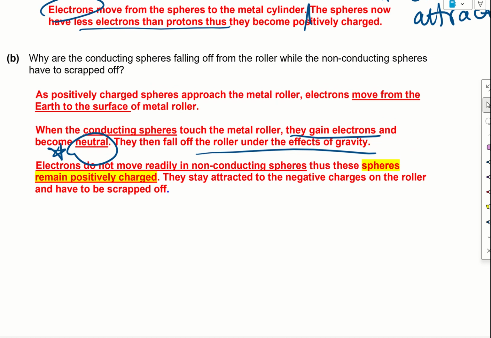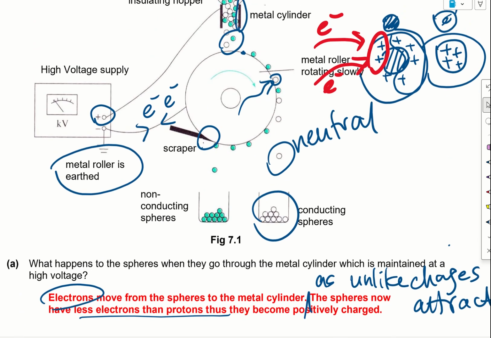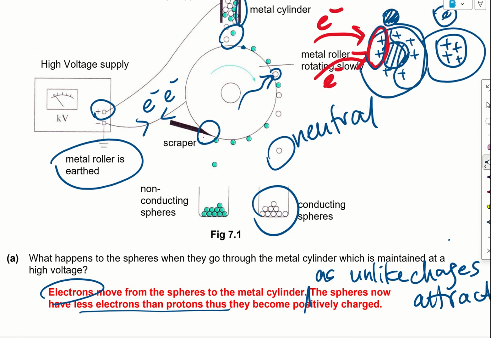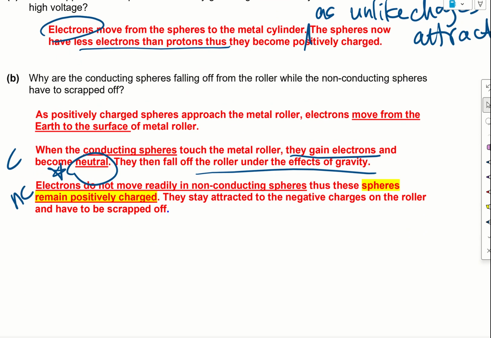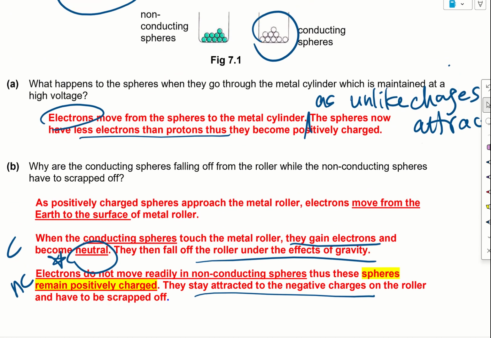However, for the non-conducting spheres, the electrons do not move readily. Therefore, the spheres will remain positively charged. Only the area that is in contact will be neutralized. Then they'll stay attracted to the negative charges on the roller and have to be scraped off.